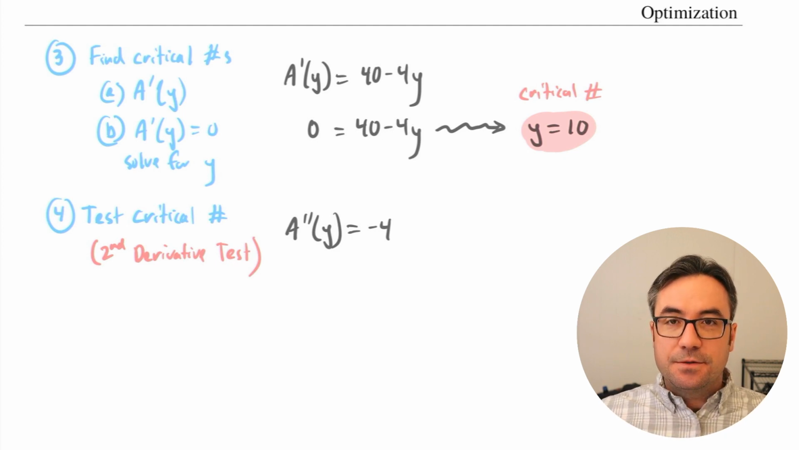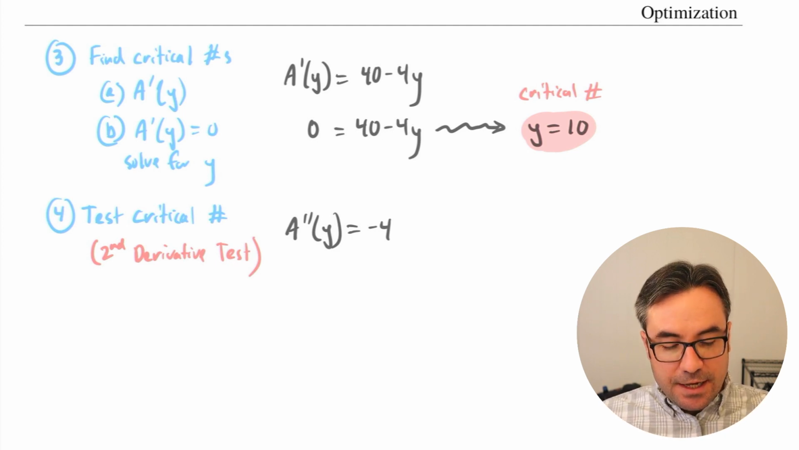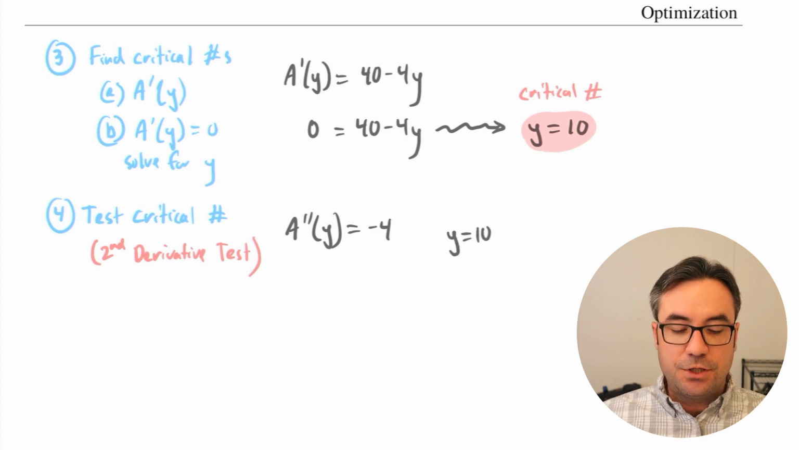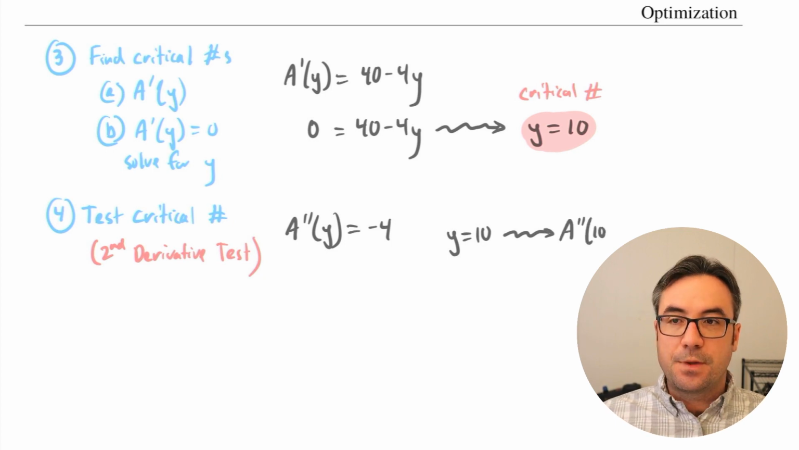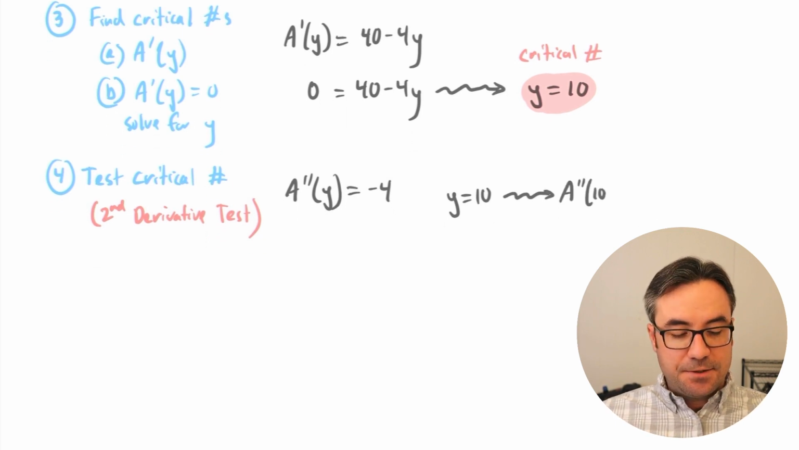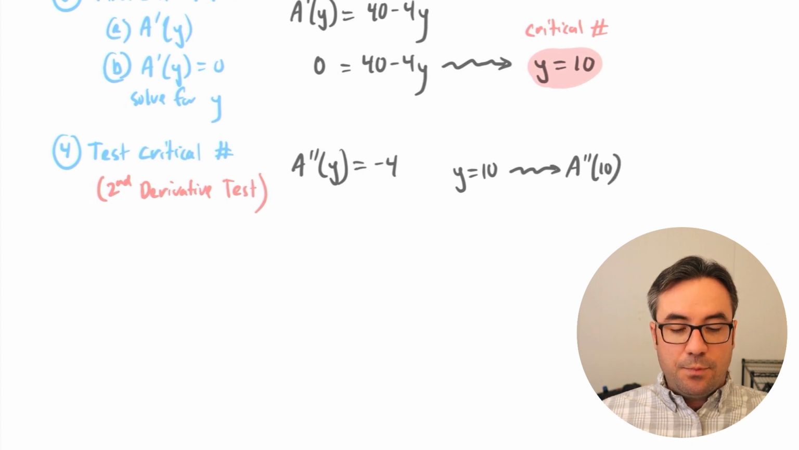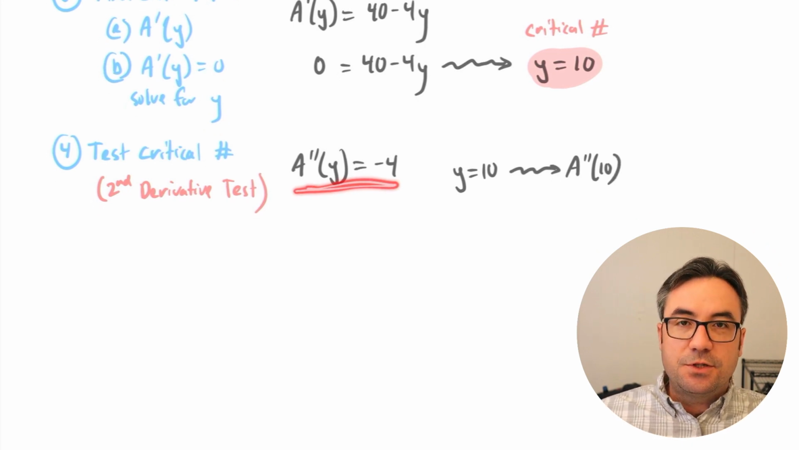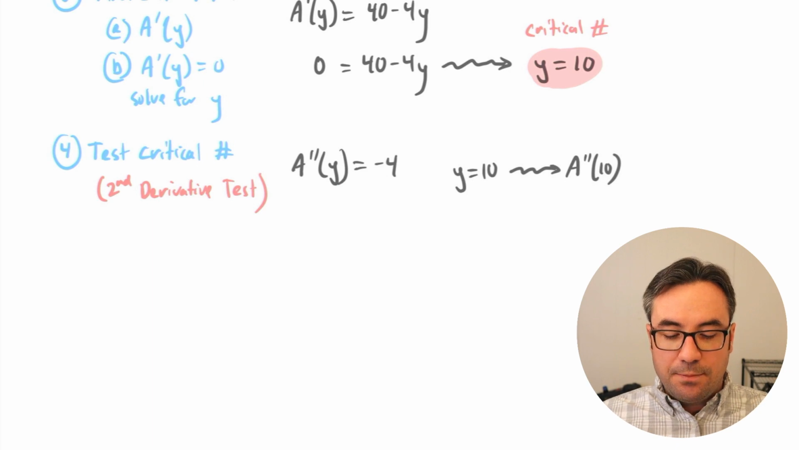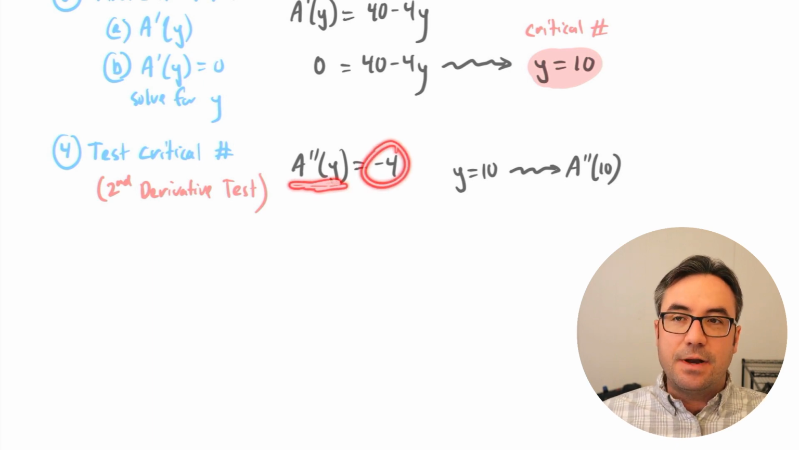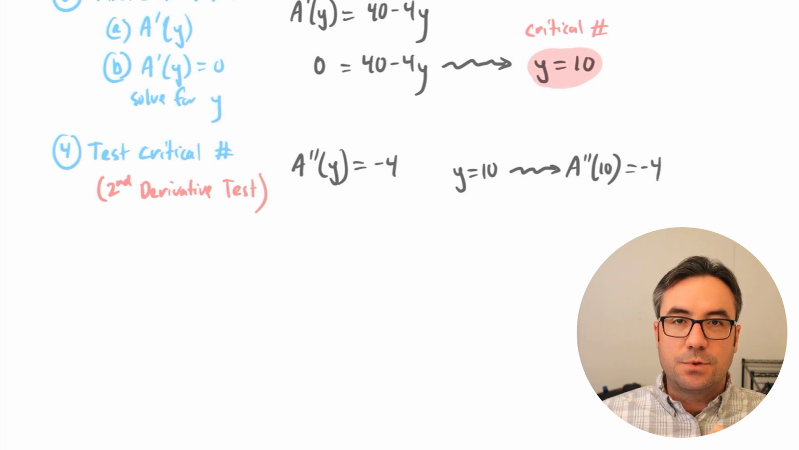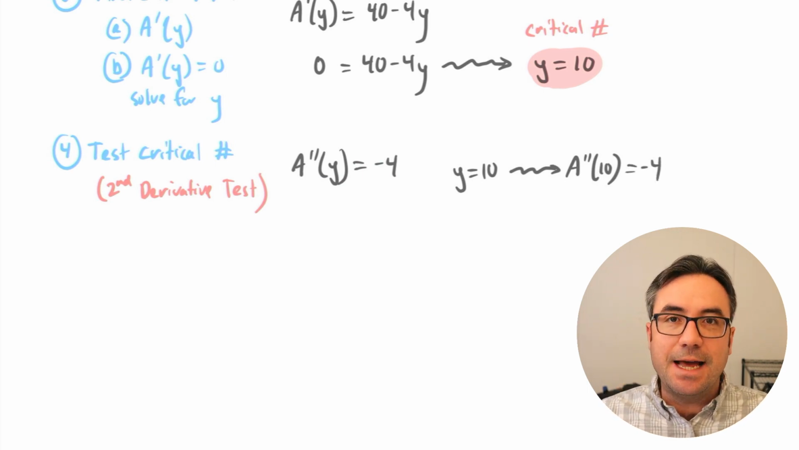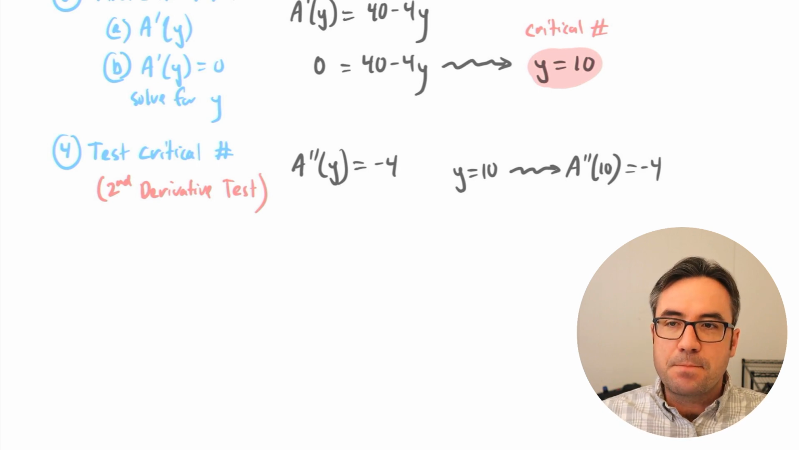And the way the second derivative test works is we take our critical number, which in this case is y equals 10. We're going to plug that into our second derivative. And when we do that in this case, what do we end up with? Well, our second derivative is just a constant function. So no matter what I plug into this thing, I'm always going to get out -4. Okay, so when we plug in specifically 10, we get -4.